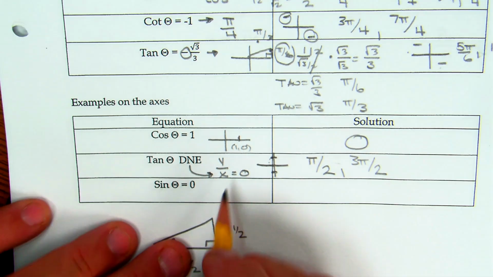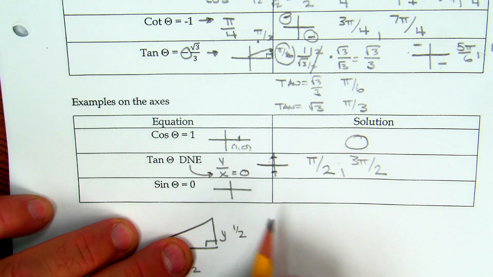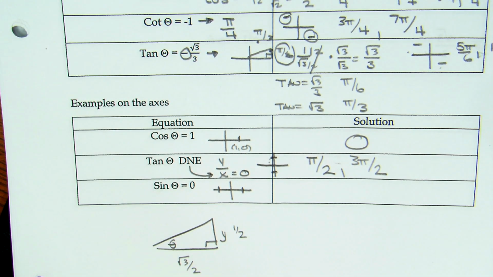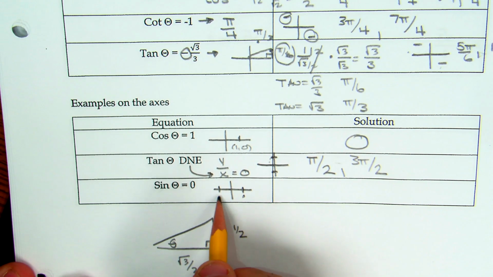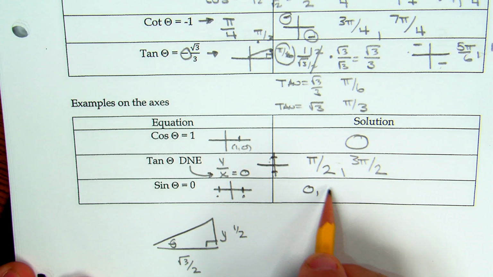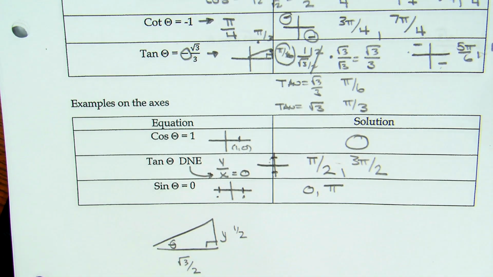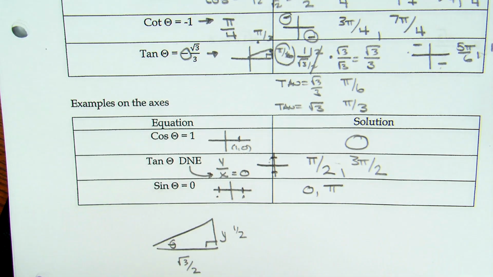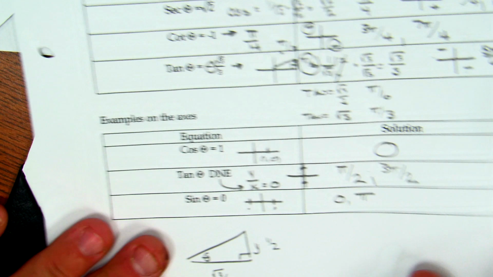And then sine theta is equal to 0. It's just the opposite. Instead of up top and down below, it's side to side. So that means here and there. So we're at 0 and pi. All good? So does everybody get the idea we're just working backwards? Okay, so it's the same material.